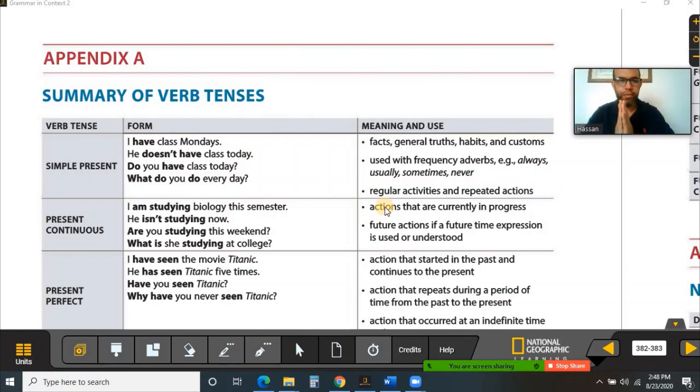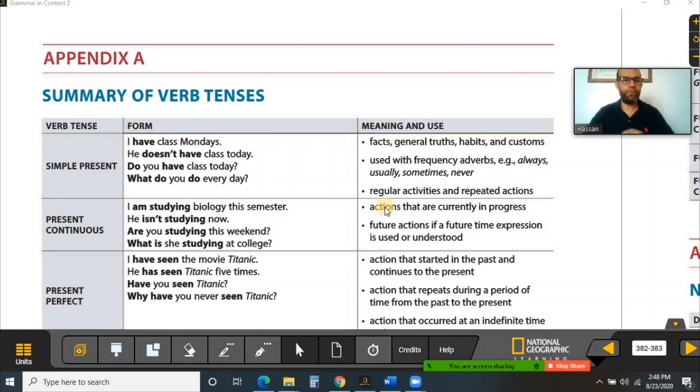Now, we're going to go straight and start talking about each verb tense. We're going to talk about the form and the use. In order to master the verb tenses in English, you have to know these two: the form of the tense, and the use, when to use it. And how to form it in a sentence. How does the verb look in a sentence?